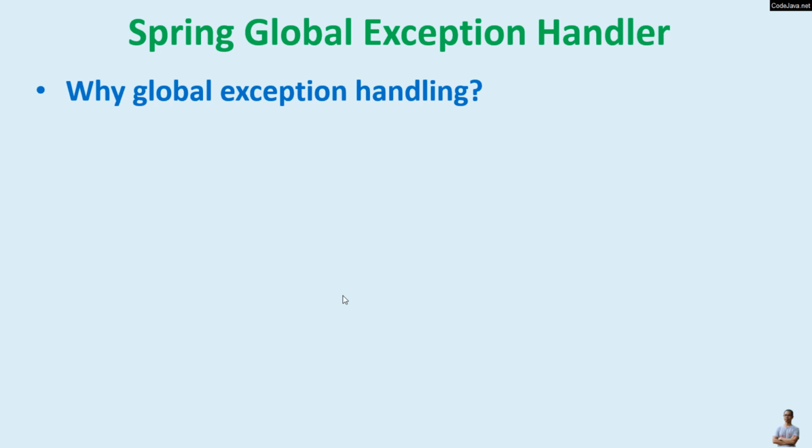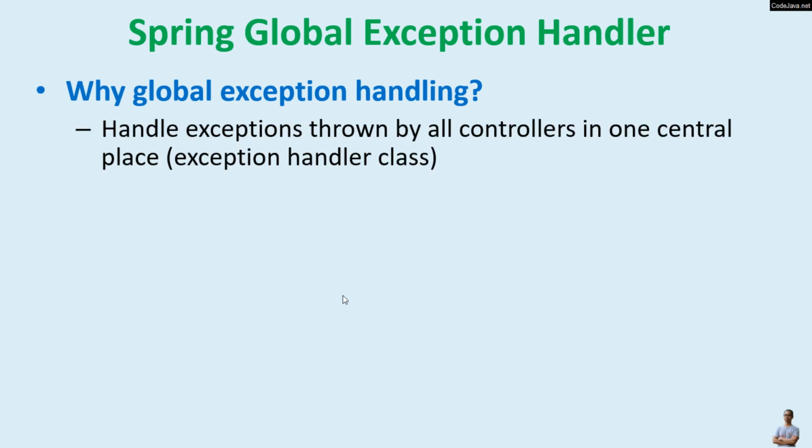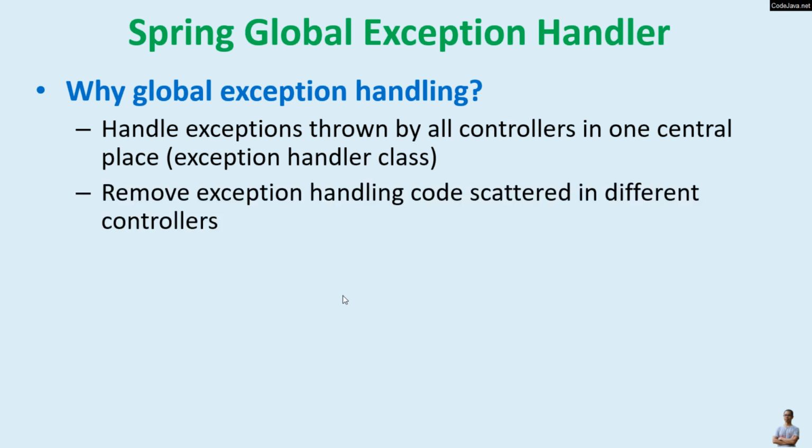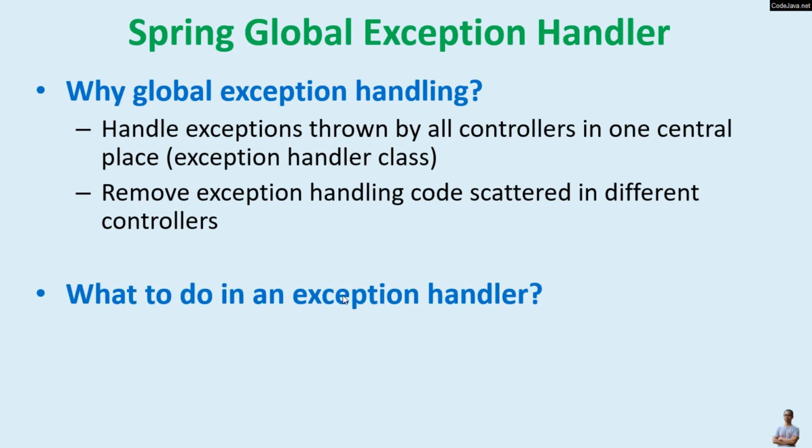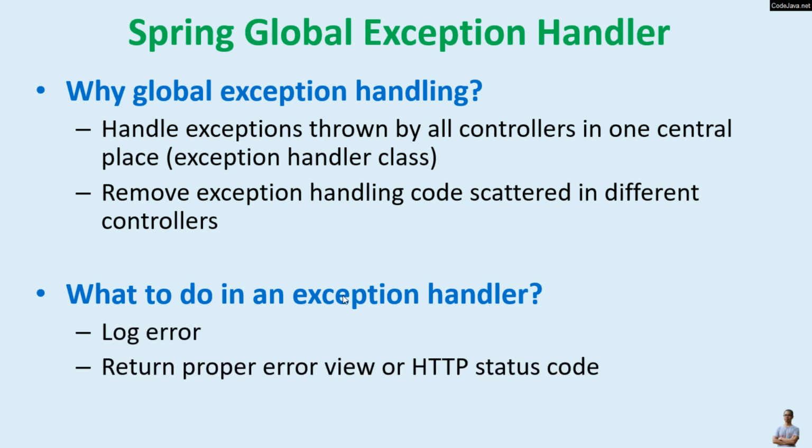We use global exception handling to handle exceptions thrown by all controllers in one central place, which is the exception handler class, and we remove the exception handling code that is scattered in different controllers. So what to do in an exception handler? Typically, we can log the error, return a proper error view or HTTP status code, or do any custom processing when an exception occurs.